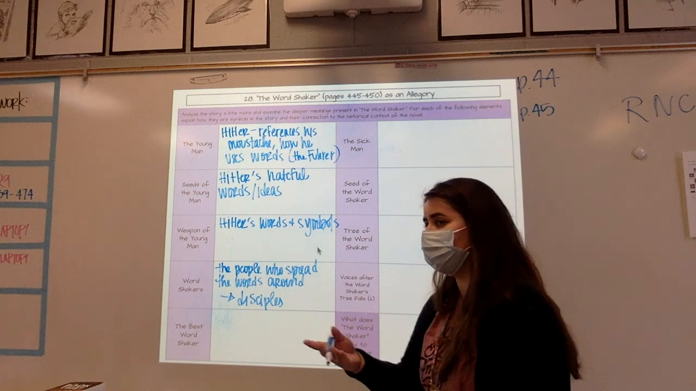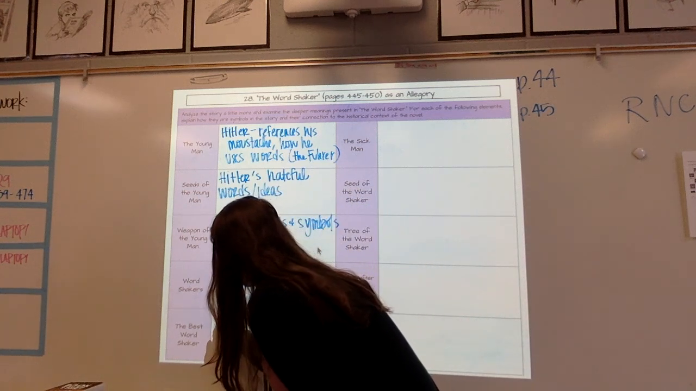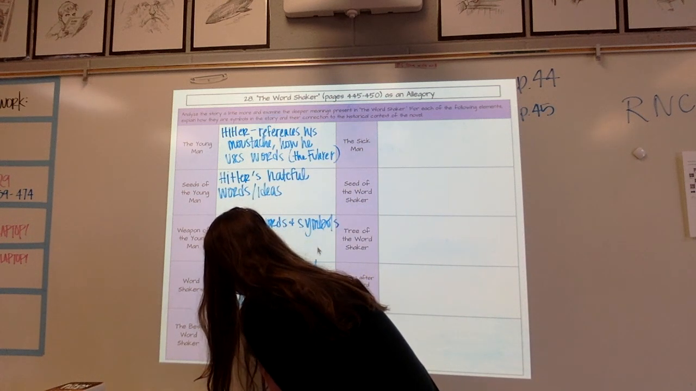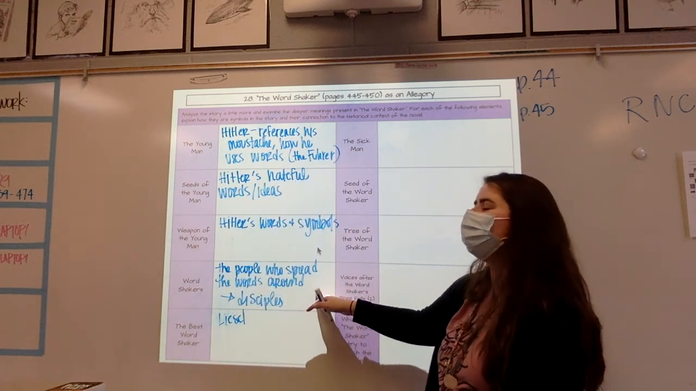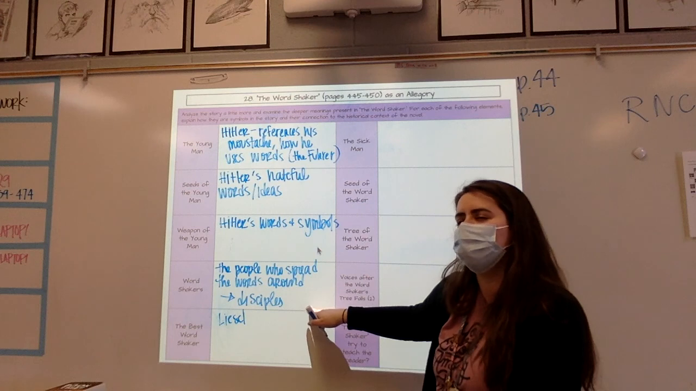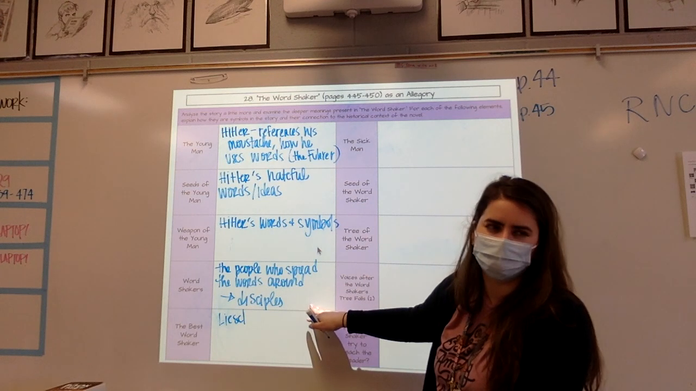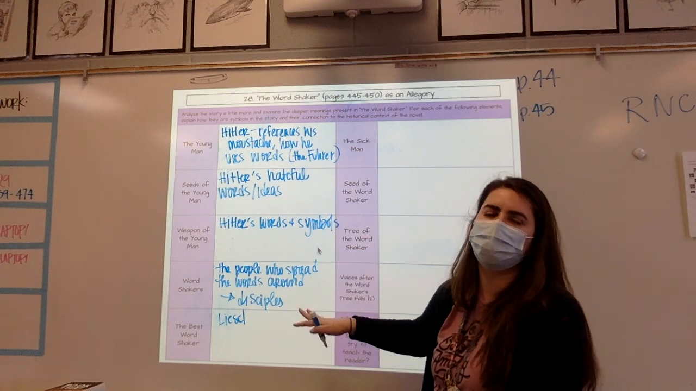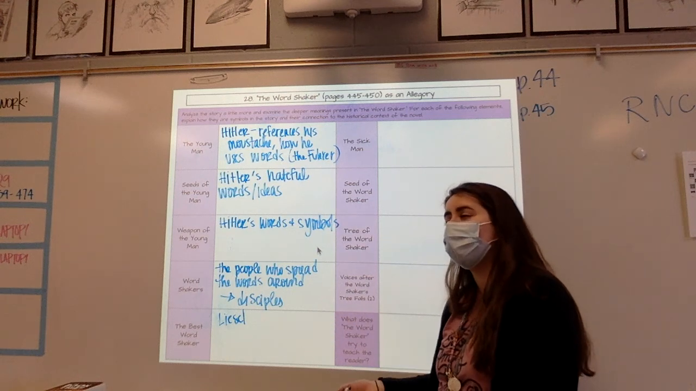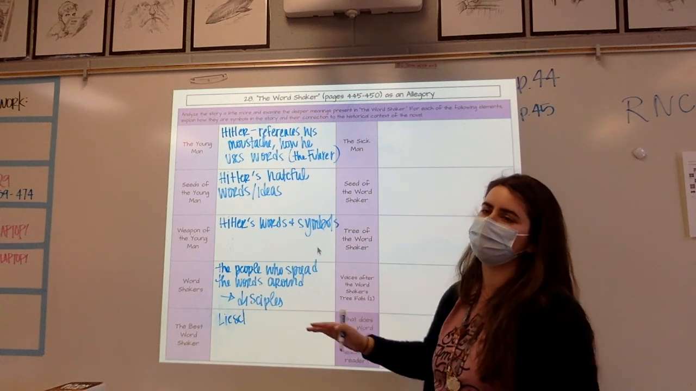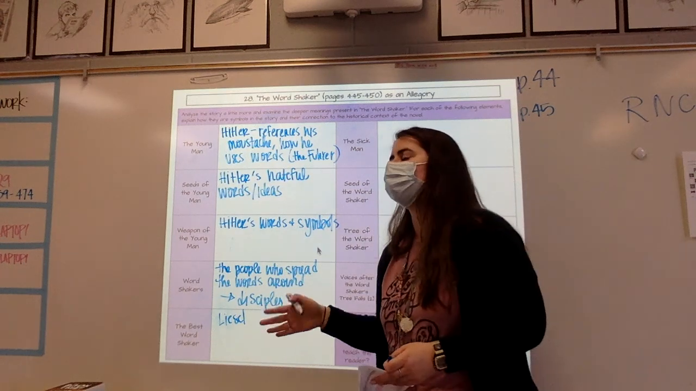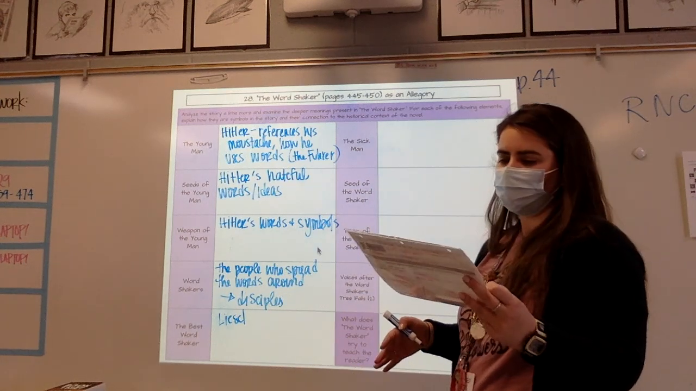Good. It's Liesl. We talked about it when we came across her, because the word shaker describes her as a young girl. And she is the best word shaker because she does spread words around. But does she spread Hitler's words? Mm-mm. We talked about how The Word Shaker and The Book Thief are about the power of words. And Liesl is someone who uses words to help other people. So she is a word shaker, but she doesn't listen to Hitler.